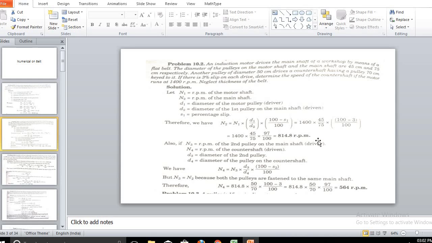Now again this RPM is transferred to the fourth pulley.